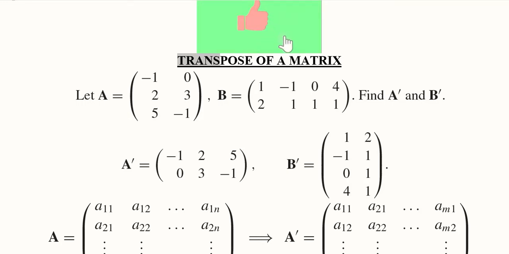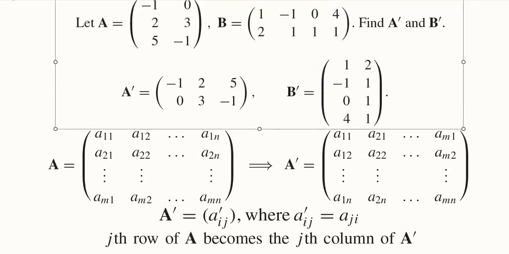So this is a matrix, and you can see -1, 2 and 5. -1, 2 and 5 now have come in the row, whereas before they were in the column. And the second column now, that is 0, 3 and -1, has become the second row, 0, 3 and -1. So this is how they are different, and B bar is there, and B basically has a couple of rows, and these couple of rows have become a couple of columns. So this is how the transpose is calculated.